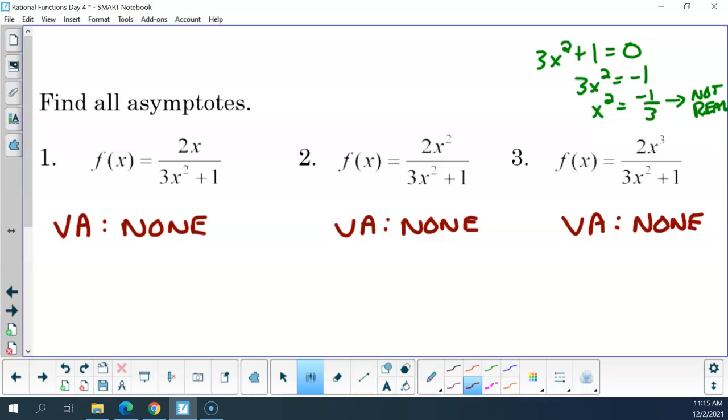First one, does it have a horizontal asymptote? Y equals 0, because we got a degree of 1 on the top, degree of 2 on the bottom, which gives me a horizontal asymptote of y equals 0. Second one? Y equals 2/3, because it's the same degree over the same degree. Third one, none. So that one doesn't have any asymptotes whatsoever.